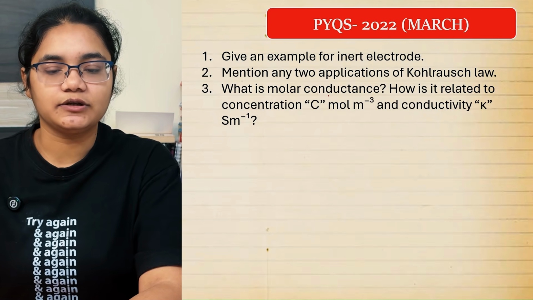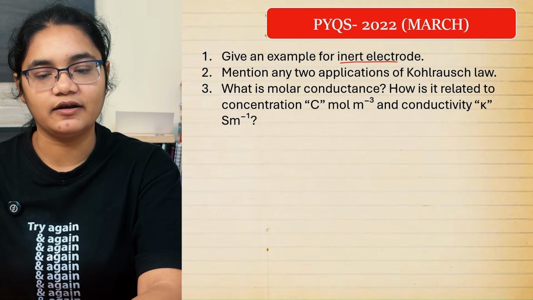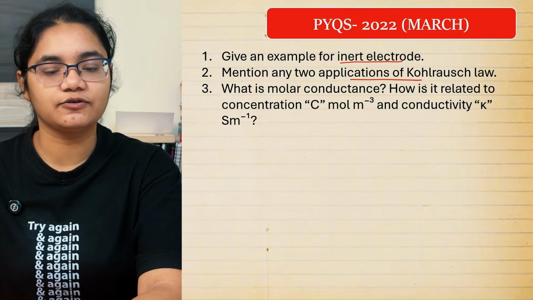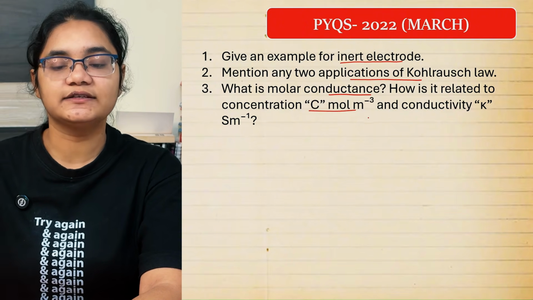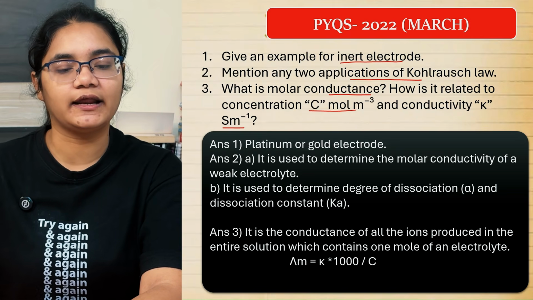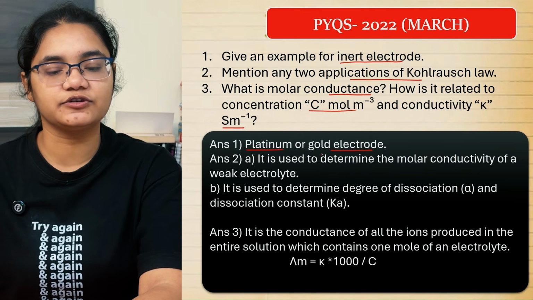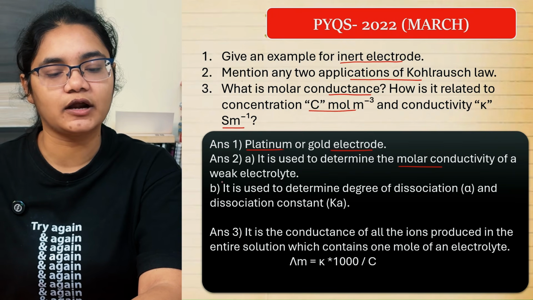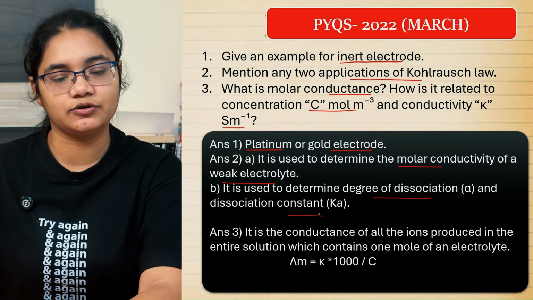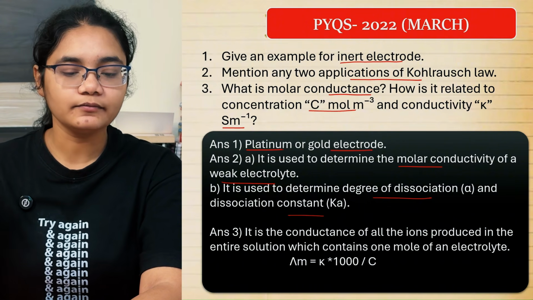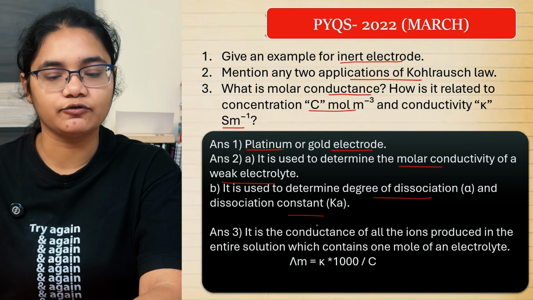Next, we'll see a question from PYQ March 2022. Give an example of inert electrode. Mention two applications of Kohlrausch law. What is molar conductance and how is it related to the concentration C and conductivity K? So what is an inert electrode? For example, you can give platinum or gold electrode. Applications of Kohlrausch law, as we just saw, it is used to determine the molar conductivity of weak electrolytes. It is used to calculate the degree of dissociation and dissociation constant for the weak electrolyte.